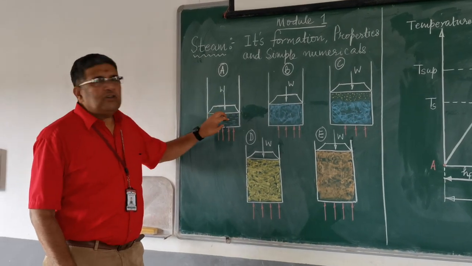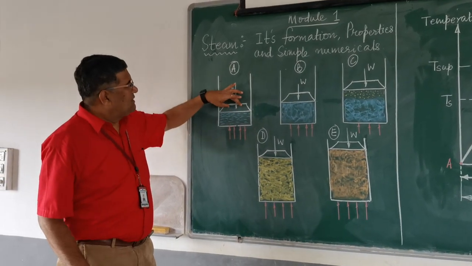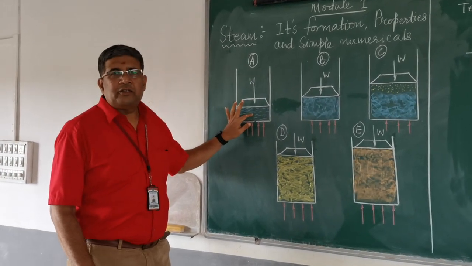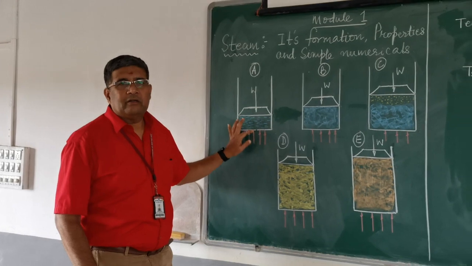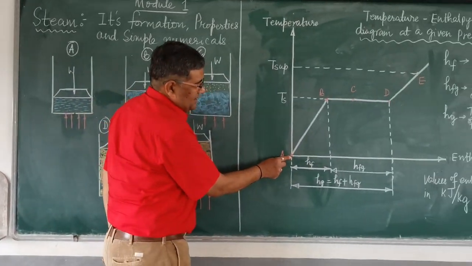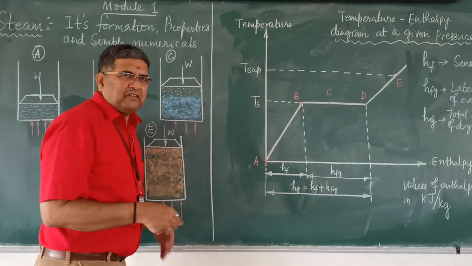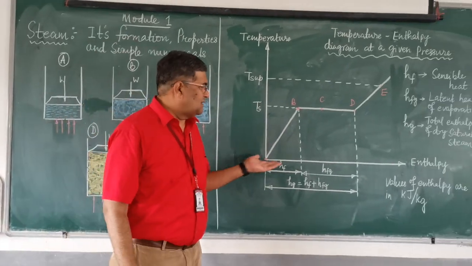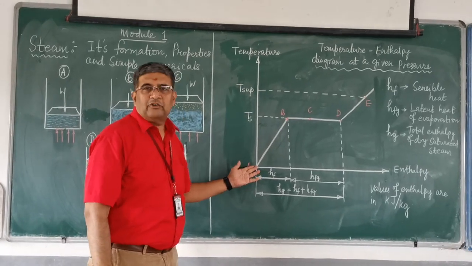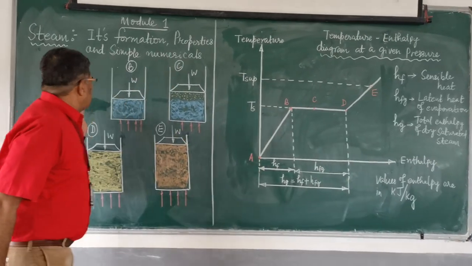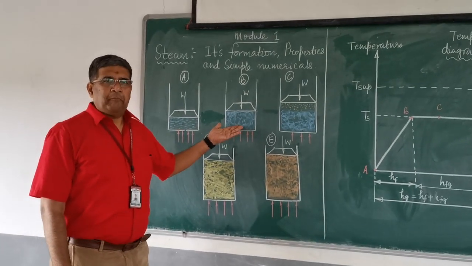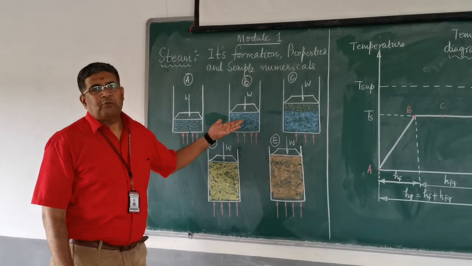So we have taken 1 kg of water, we have placed a known weight, and the water is at 0 degrees, and we start adding heat to it. This point is represented at A here. Where we have just started adding heat, there is no enthalpy, and similarly the temperature is 0 degree centigrade.